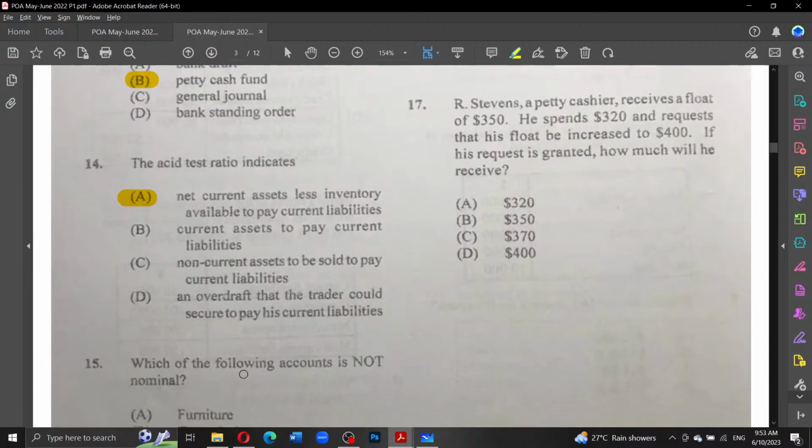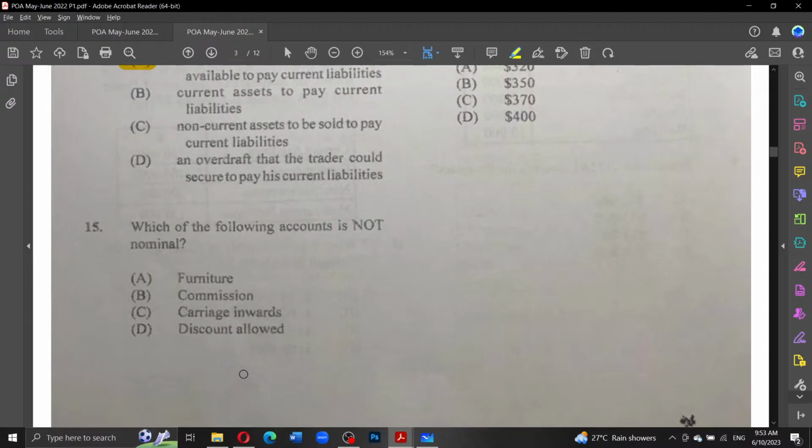Which of the following accounts is not nominal? Nominal basically means it's going to go in the income statement. So we have furniture, and this here is the answer because furniture is a non-current asset, and assets go in the SOFP, or the statement of financial position, which is the balance sheet. These three here are going to go in the income statement or statement of profit and loss. So we have commission, this here is going to be an other income, carriage inwards, and discount allowed. Both of them are expenses.